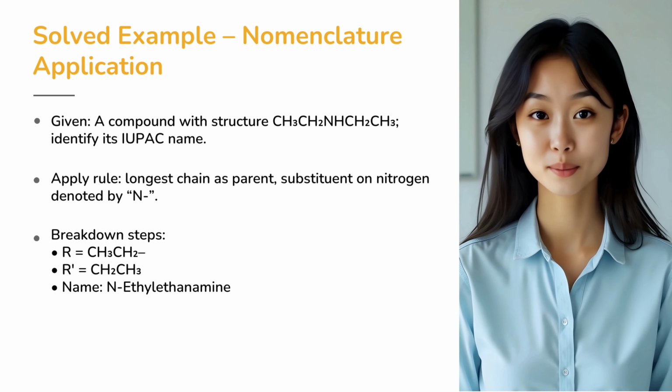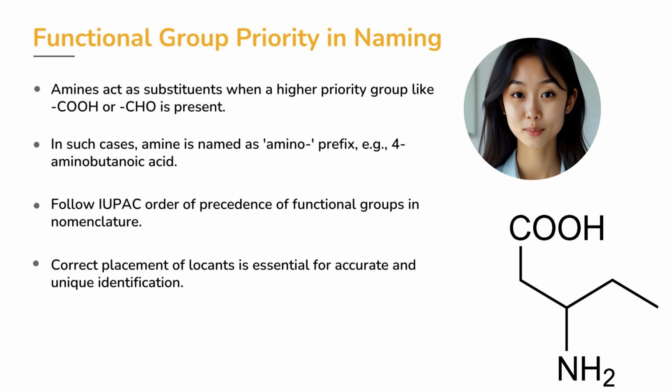Now, what happens when amines share the stage with other functional groups that take precedence? Like when you have an amino group alongside a carboxylic acid or an aldehyde. In those cases, amines step down from their solo spotlight and become prefixes named amino. For example, in the compound 4-aminobutanoic acid, the carboxylic acid group, COOH, is the principal functional group, earning the main suffix, and the amino group appears as a prefix at position 4 on the carbon chain.